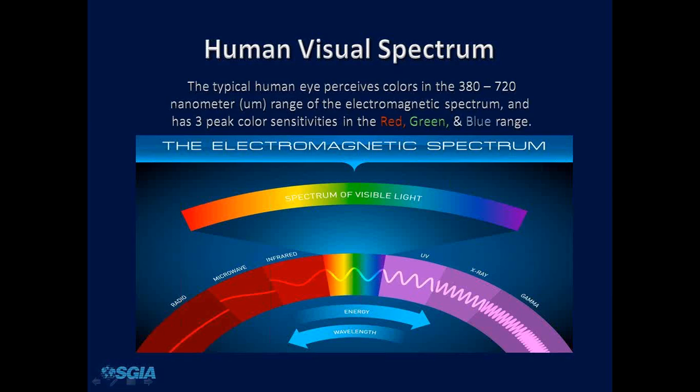And then if we look here, we're talking about the human visual spectrum. The typical human eye sees or perceives colors in the 380 to 720 nanometer range of the electromagnetic spectrum. And the eye has peak sensitivities in the red, green, and blue range, obviously going back to those cones that we talked about earlier.